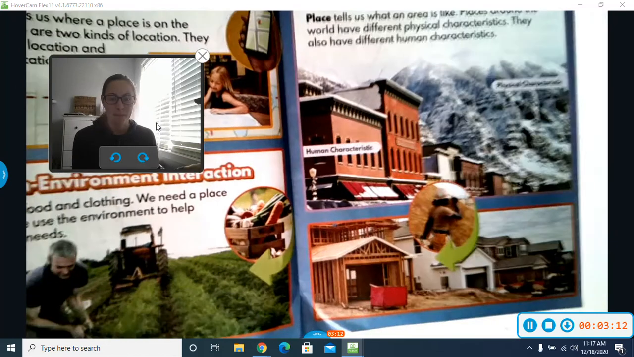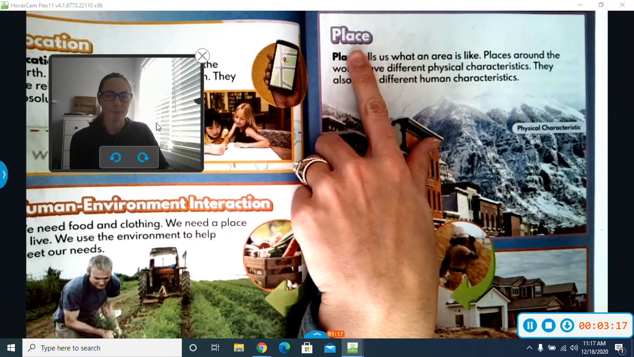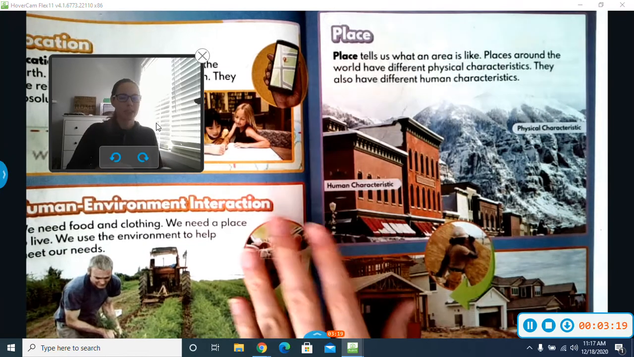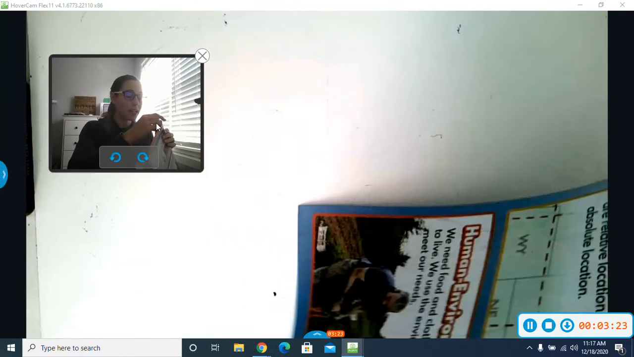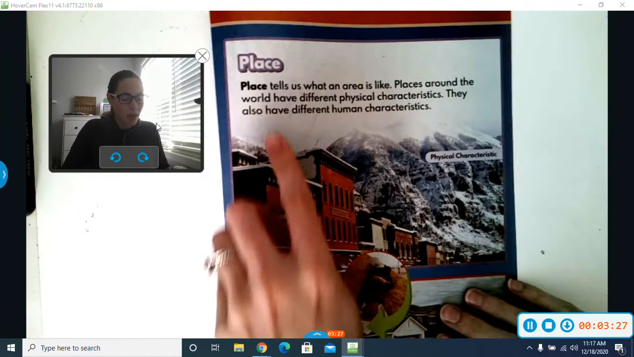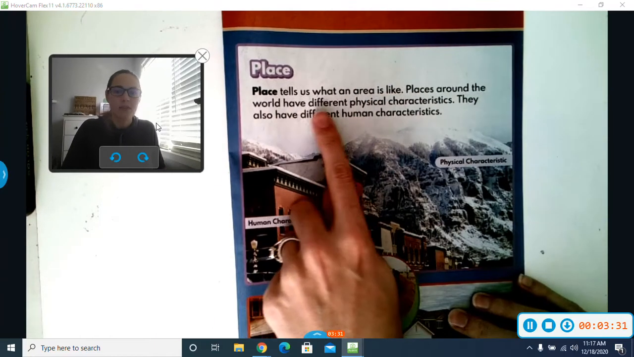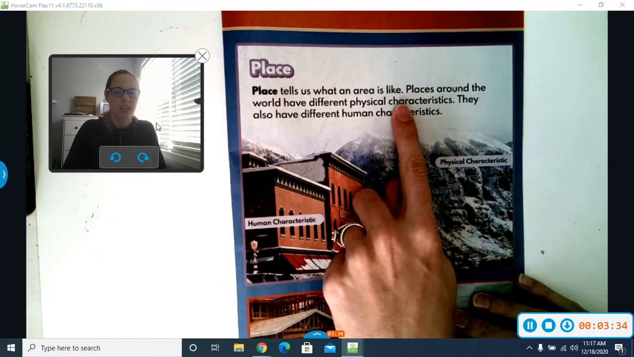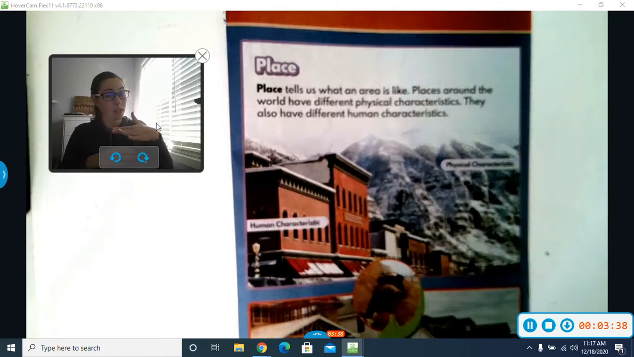Okay, over to the next one. It's purple. It says place. Place tells us what an area is like. Okay, so if you think about the city or the town that you live in, that is a place. Okay, it tells us what an area is like. Places around the world have different physical characteristics. That's like, how does the land look? Is it mountainous? Is it flat?